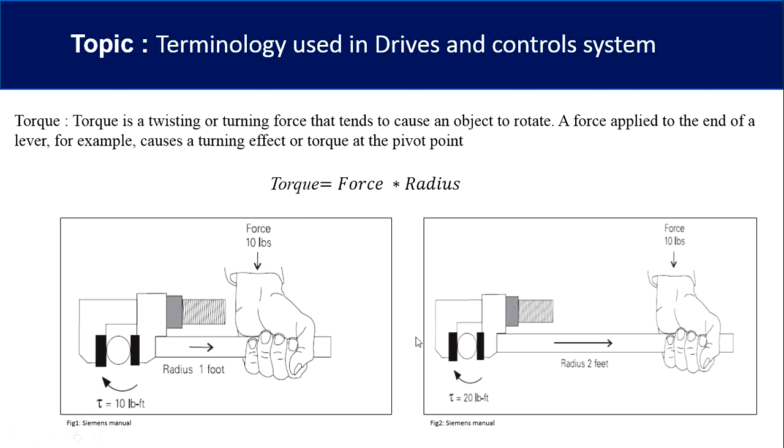Yes. So here you can see a force of 10 pounds is applied by this person at a radius of 1 foot. So he is going to apply 10 pounds of force, and the radius is 1 foot, so the torque will be 10 foot-pounds. But as I increase the rod, what happened? I applied the same force, but the torque was greater. It was 20 foot-pounds. So this is the concept of torque.